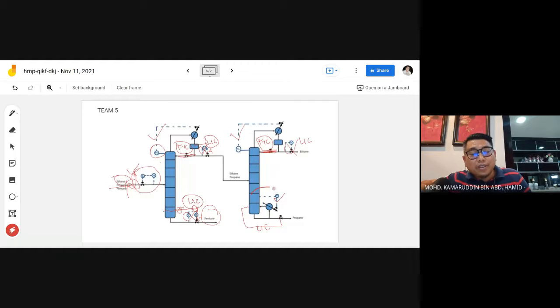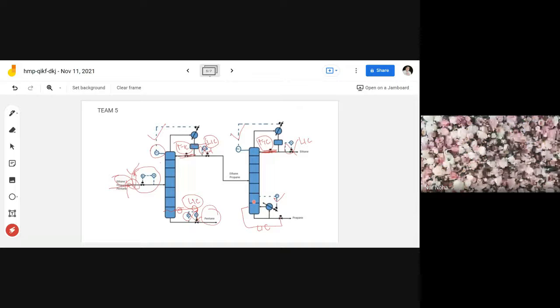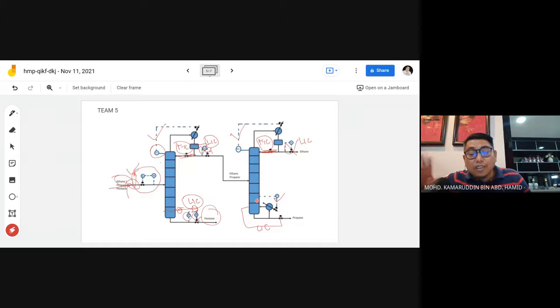Kenapa yang bawah ni, kita boleh control temperature dia? Sebab kita nak jaga purity yang keluar tu. Yeah, purity, that is objective. Okay, that is objective. But how is this able to maintain and control the temperature? What do you have down there? Ni apa ni? Reboiler. Reboiler buat apa? Increase or decrease temperature?